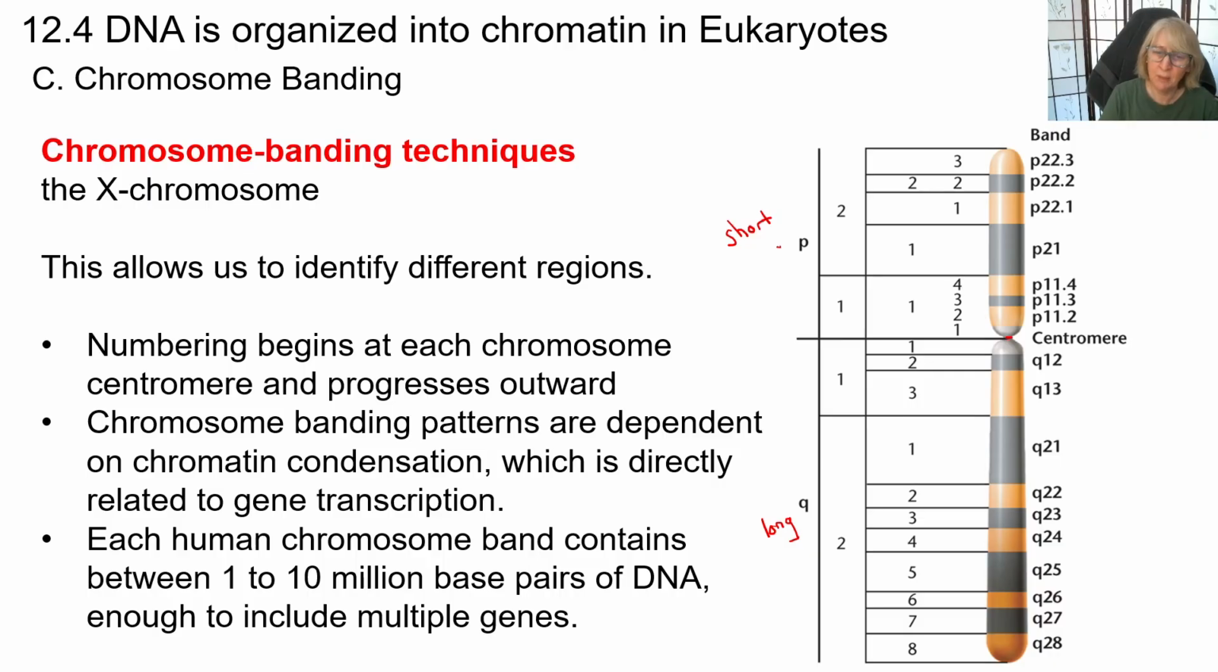Chromosome banding patterns depend on the condensation, so how tightly wound each region of the chromosome is. This is not a Barr body. This is an active X chromosome in this picture. Each chromosome band here contains up to about 10 million base pairs. So this is not a gene. This is a region of low transcription versus a region of high transcription.